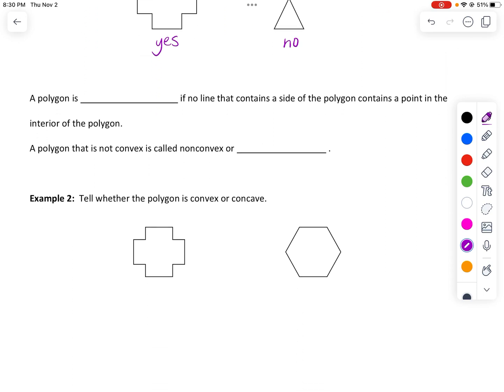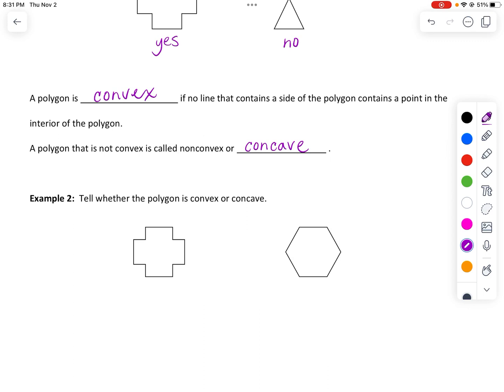We're going to learn 2 more vocabulary words in this next section. The first word we're going to learn is convex. A polygon is convex if no line that contains a side of the polygon contains a point in the interior of the polygon. I'll be a little more specific about what that means in a minute. The next sentence says, a polygon that is not convex is called non-convex or concave. Concave is really the more common vocabulary word we'll see. It's very rare that we would see the word non-convex, although they do mean the same thing.